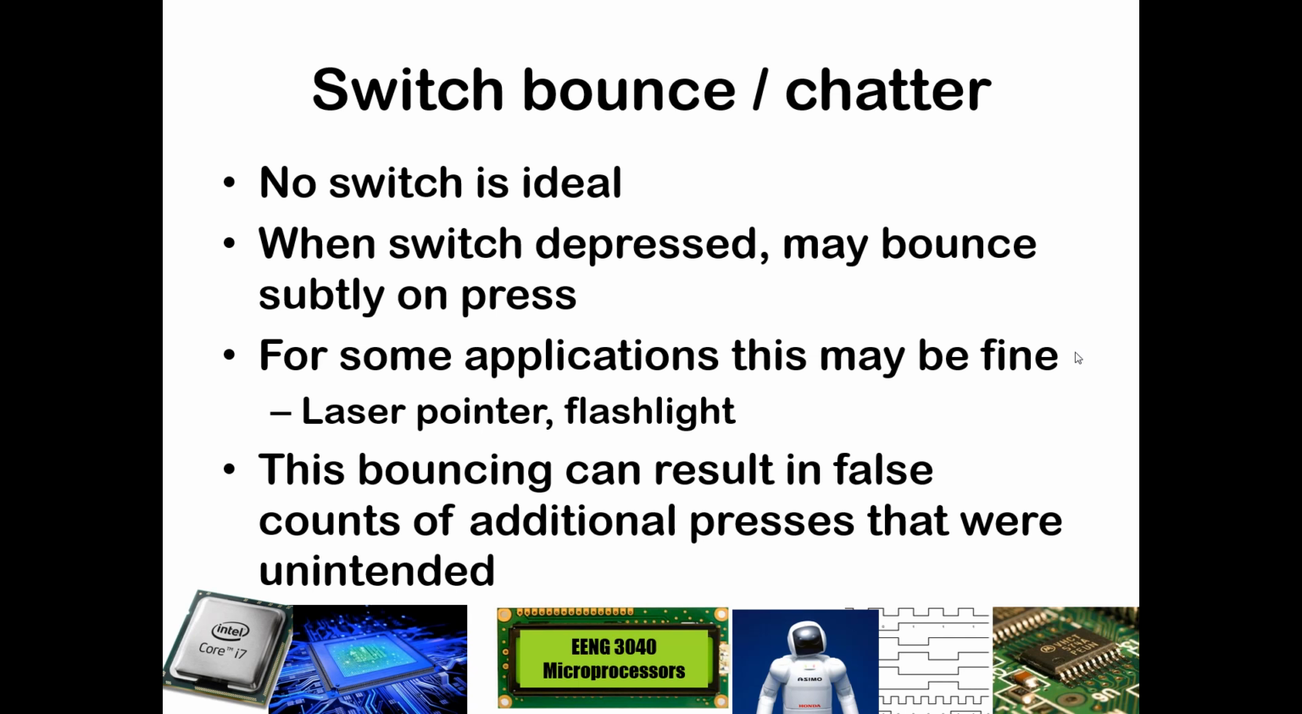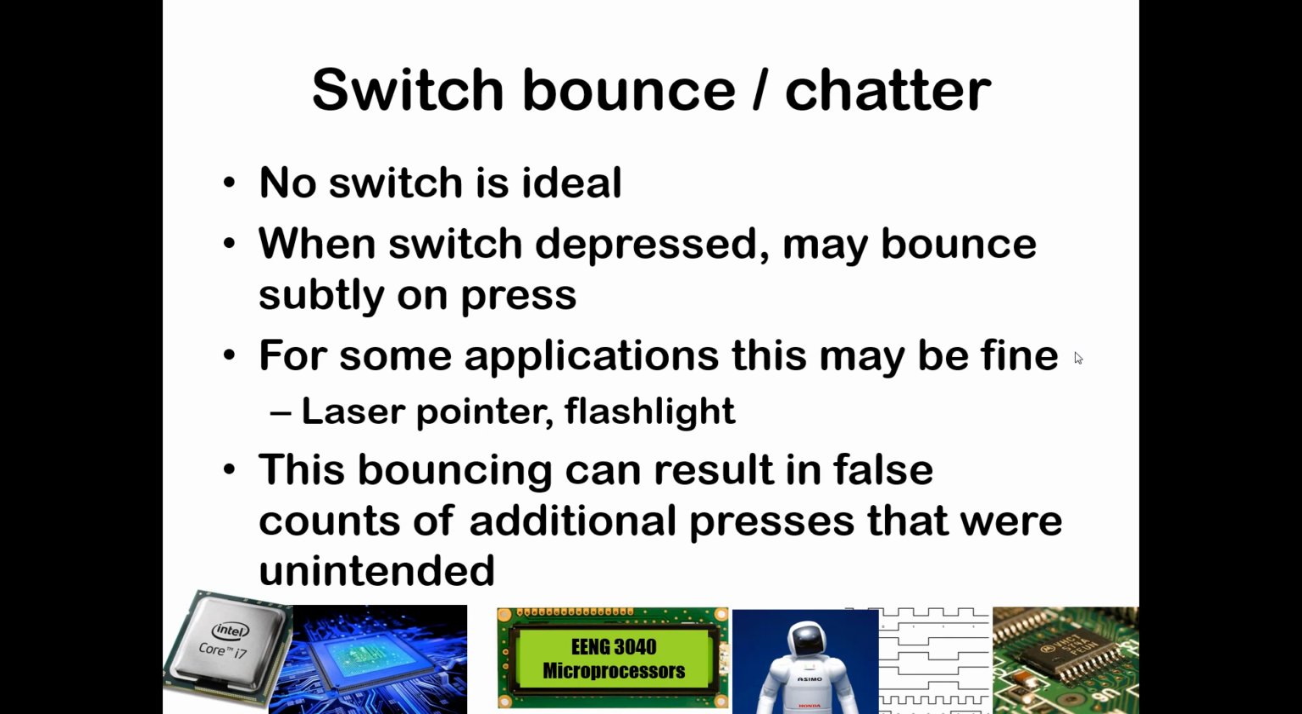So no switch is ideal, and so what that means is you may see what is known as switch bounce or chatter, meaning when you press the button, it may not yield a clean edge of a signal. So you may not yield a clean 0 to 5 volt or 5 volt to 0 depending upon when you're pressing or releasing that signal.